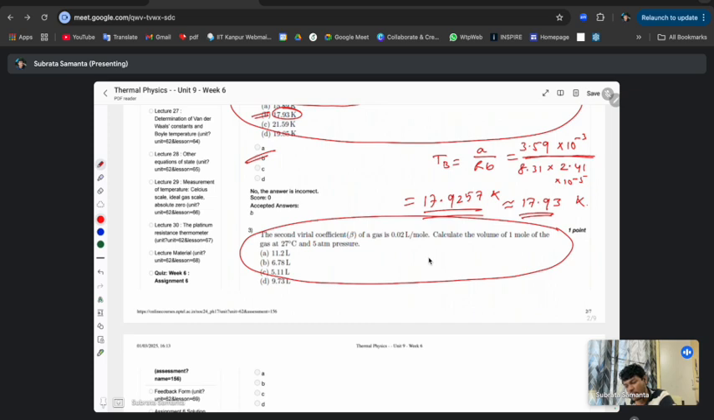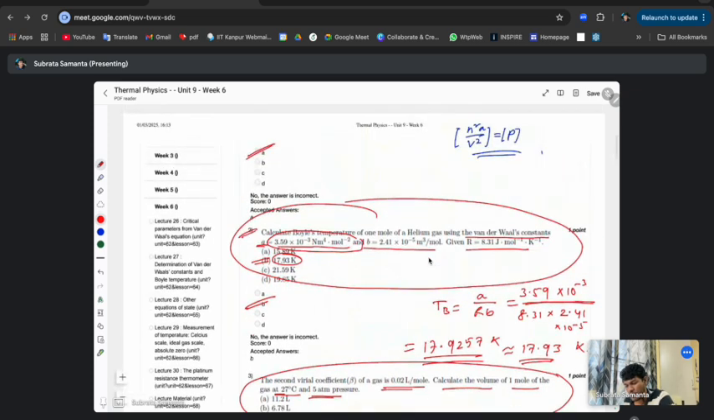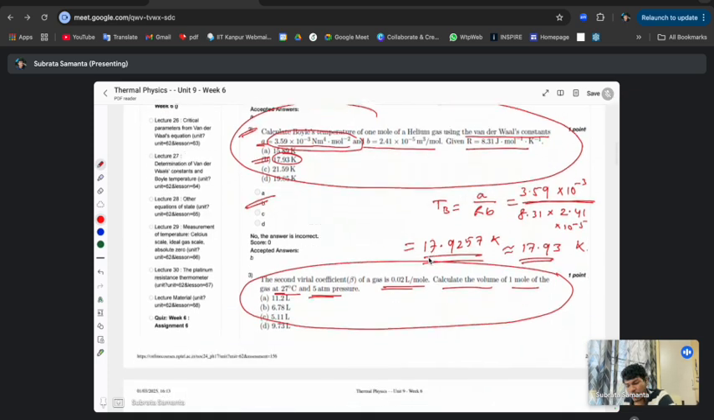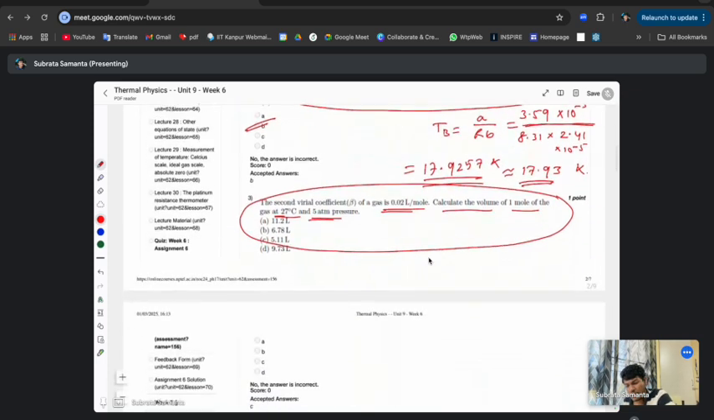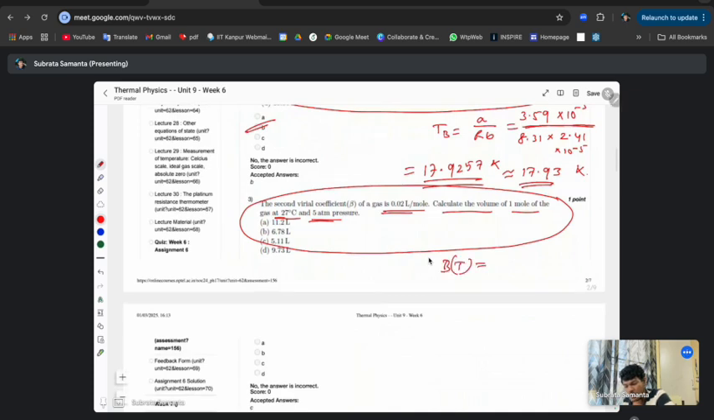The second virial coefficient of a gas is given. Calculate the volume of 1 mole of the gas at 27 degrees centigrade and 5 atm pressure. In the previous problem, problem number 2, we calculated the boil temperature, and basically we needed the second virial coefficient. But in the third problem the second virial coefficient is given, that means B is given as 0.02 liter per mole.